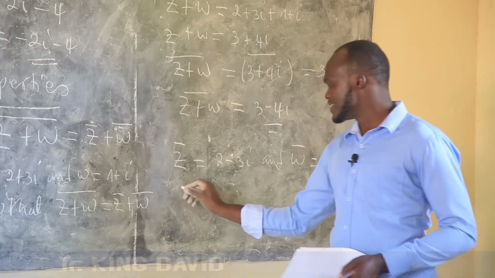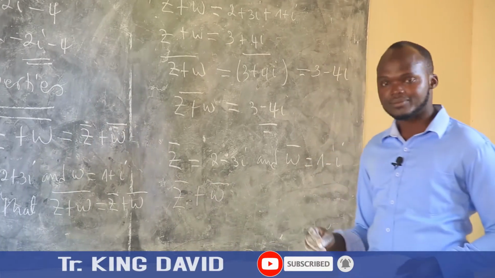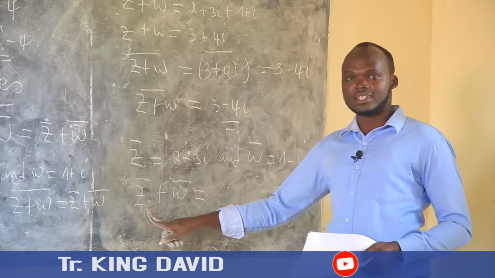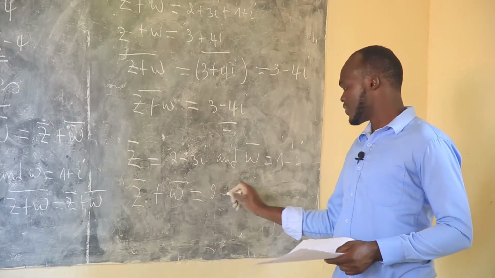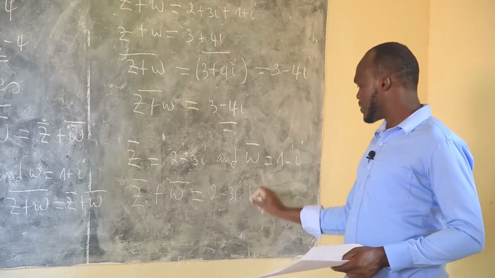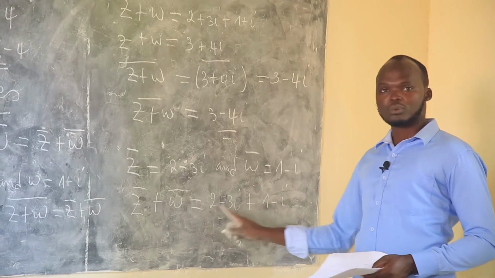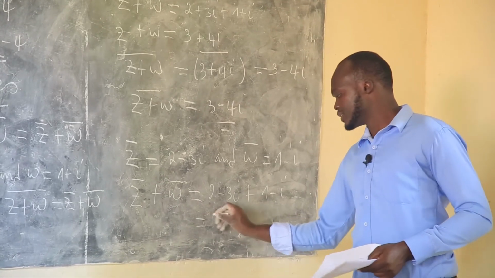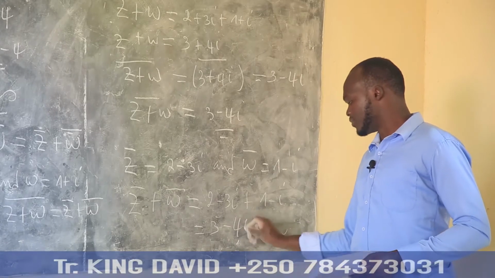So what is Z conjugate plus W conjugate? It is the conjugate of Z plus the conjugate of W. So our conjugate of Z is 2 minus 3i plus the conjugate of W, which is 1 minus i. So now 2 plus 1, that is 3. Negative 3i minus i, that is negative 4i.